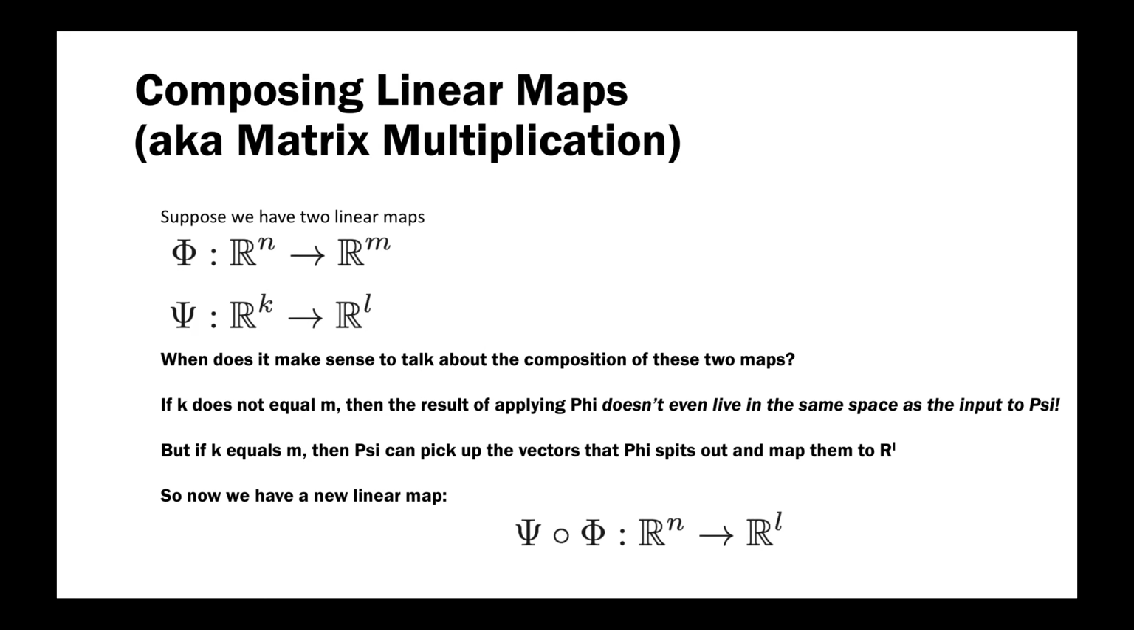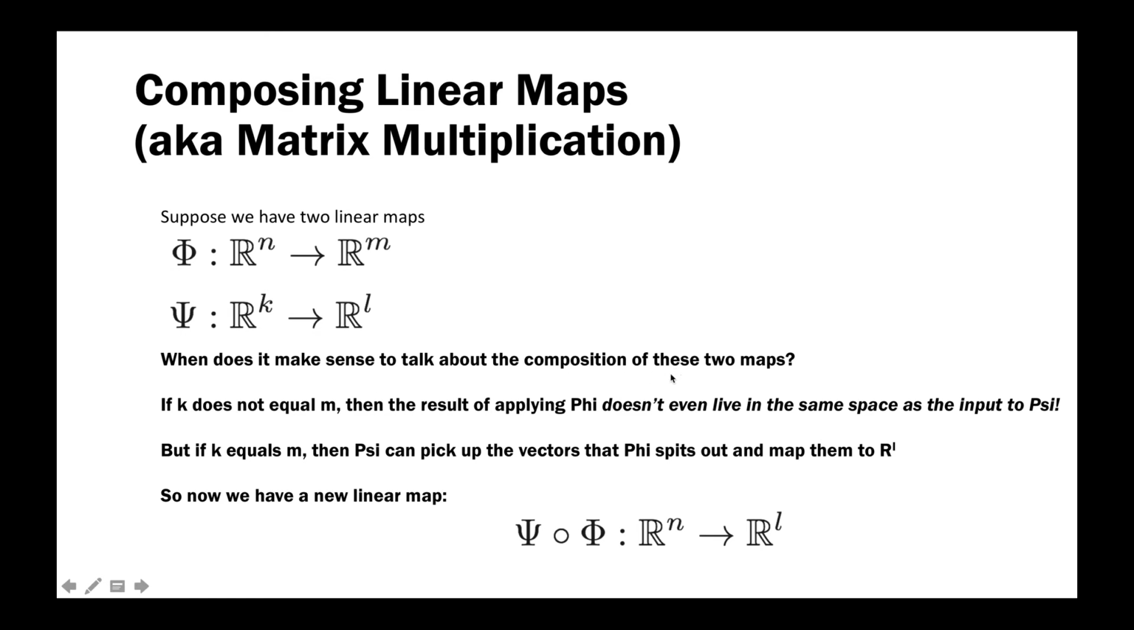Well, in this view, this is interpreted as the composition of linear maps. What we mean by composition is that we start with a vector, and we act on it with a linear map, and then we act on that result with another linear map. So suppose that we have two linear maps. We have phi, that maps Rn to Rm, and C, which maps Rk to Rl.